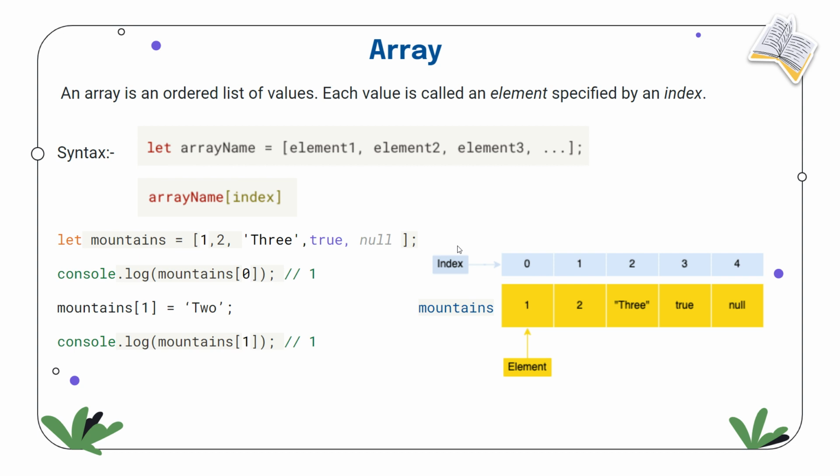Yeah, understood array. Okay, multiple values, and all values will have indexes starting from 0. So let's start.